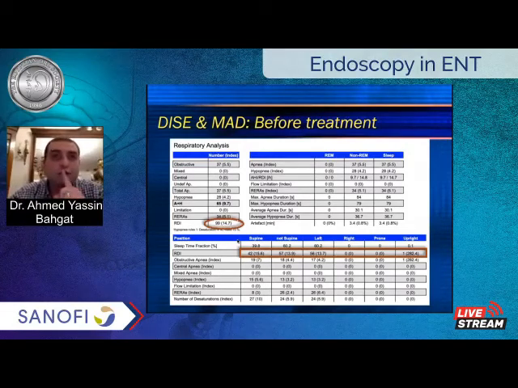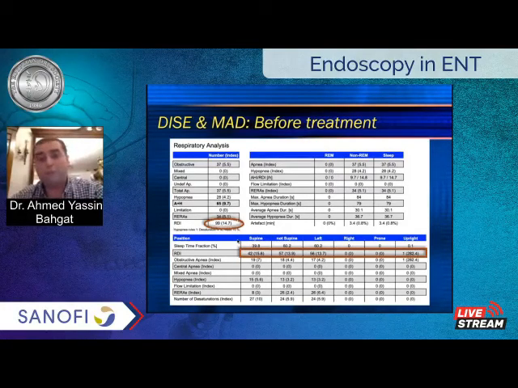So sleep endoscopy is not done only for surgical cases, not done only to do surgery after that. No, you can do sleep endoscopy for all cases, even before CPAP, in order to identify if the patient is a good candidate for CPAP or not.